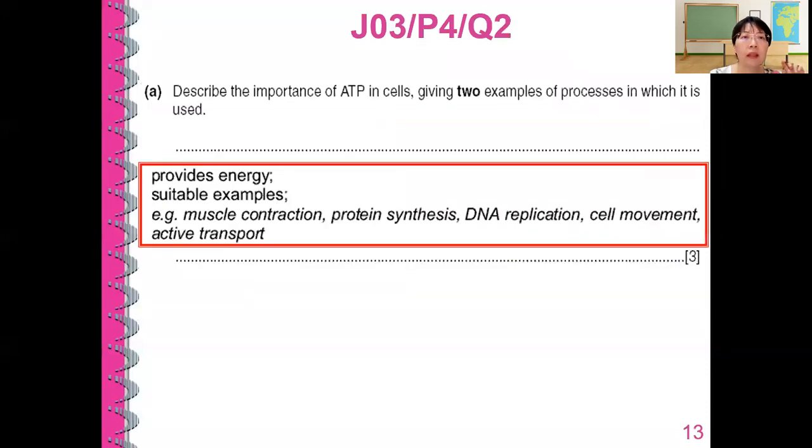Okay. Next, describe the importance of ATP in cells, giving 2 examples. So importance 1 mark, 2 examples 2 marks, altogether 3 marks. So we know that ATP provides energy to the cell. This is chemical potential energy. So the first marking point is for this one. Then 2 more marks for examples.